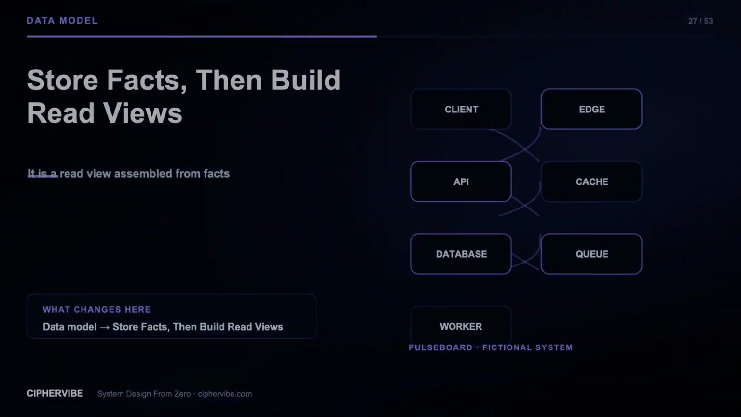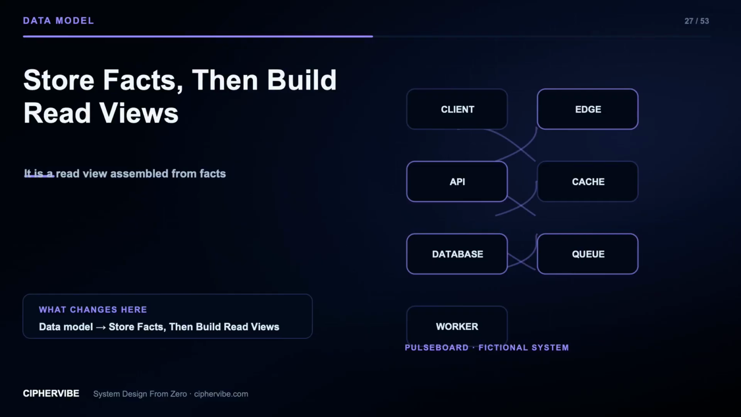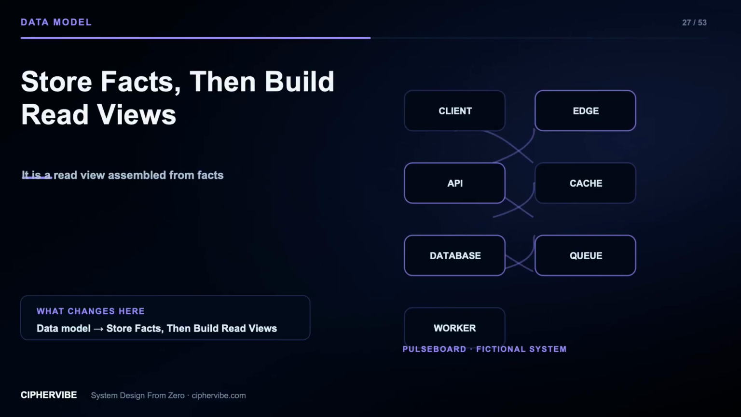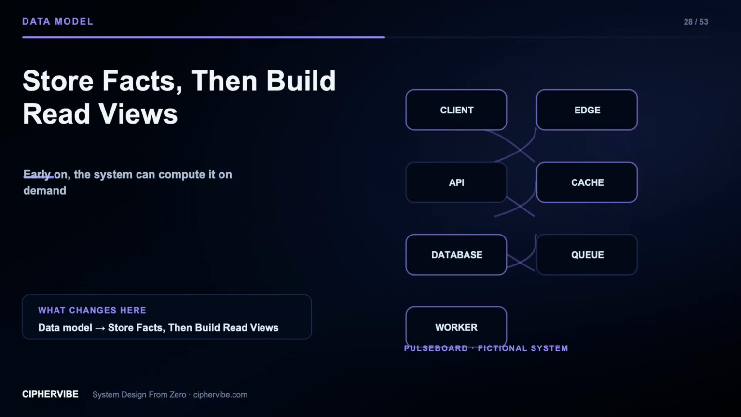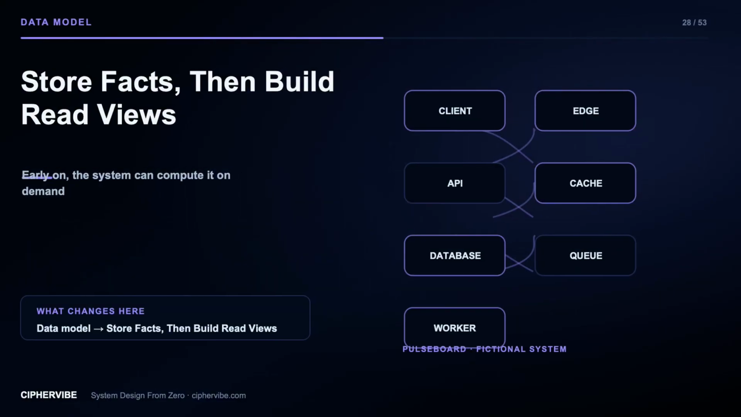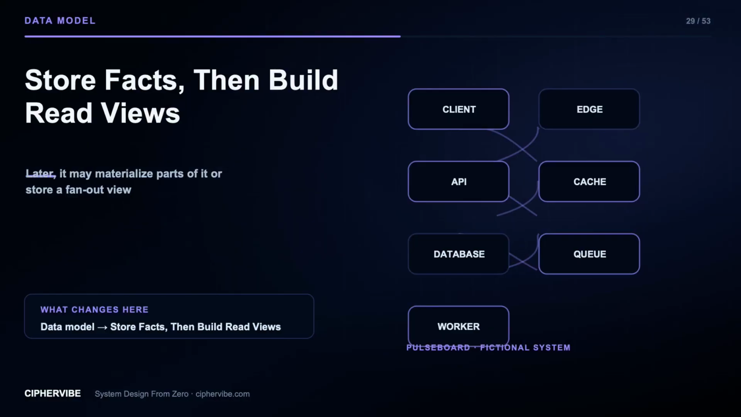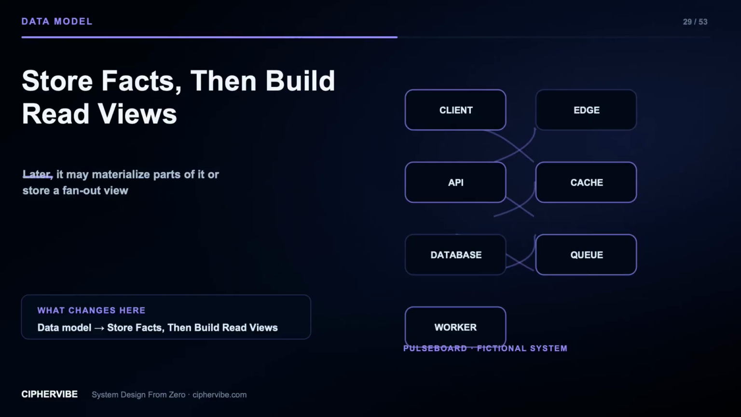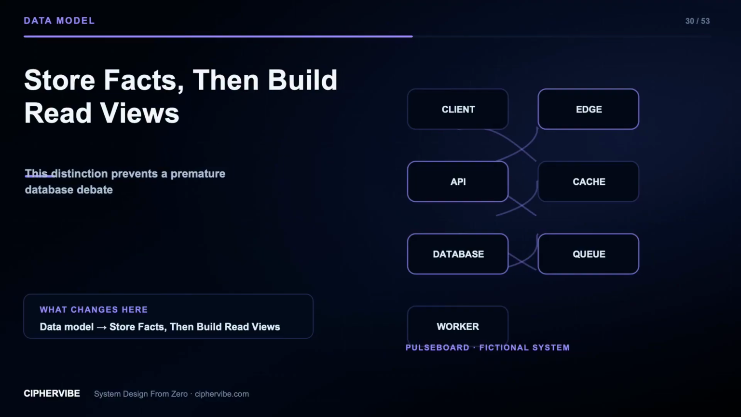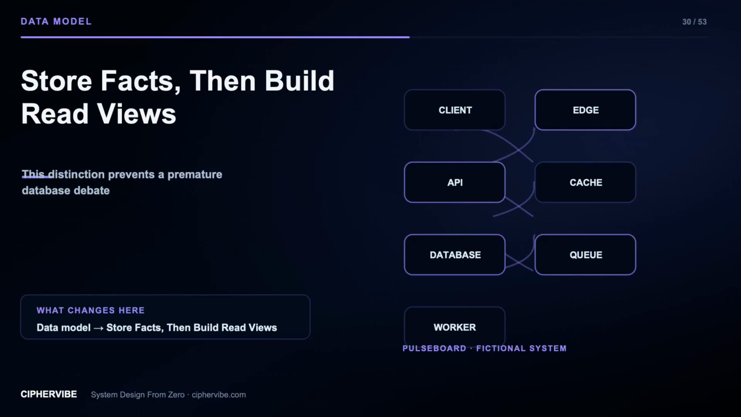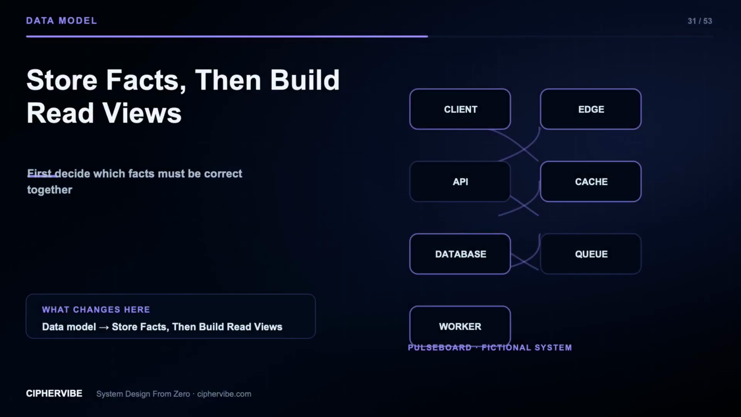The personalized feed is different. It is a read view assembled from facts. Early on, the system can compute it on demand. Later, it may materialize parts of it or store a fan-out view. This distinction prevents a premature database debate. First, decide which facts must be correct together. Then decide which read shapes need speed, scale, or eventual consistency.